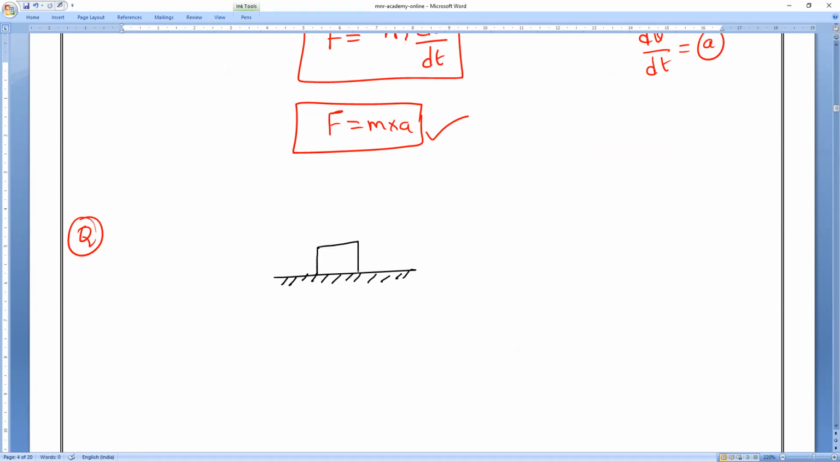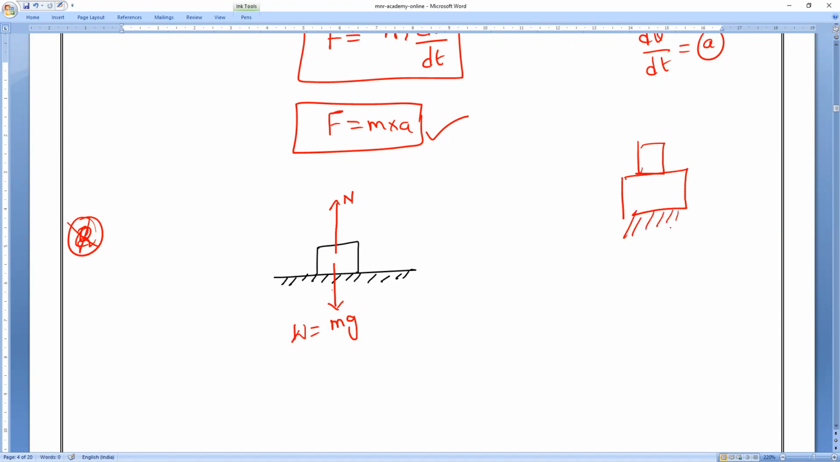So keep it in mind, only one object is there. Then the surface and the object, there is always a normal force. So normal always acts in the upward direction, and the gravitational force, that is the weight, always acts in which direction? Fast, downward direction. Okay.